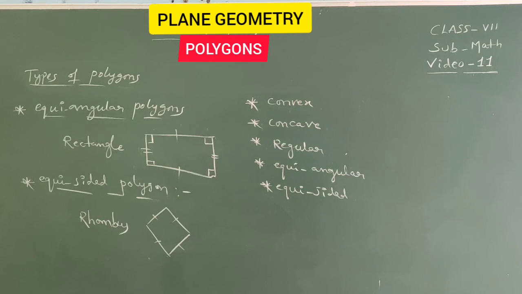Okay, these polygons are the basics of triangles and quadrilaterals. Poly means many, gon means side; many sides it has, according to the Latin language.